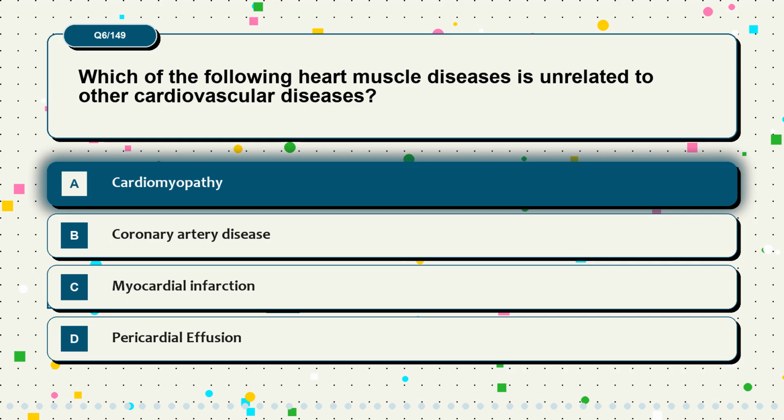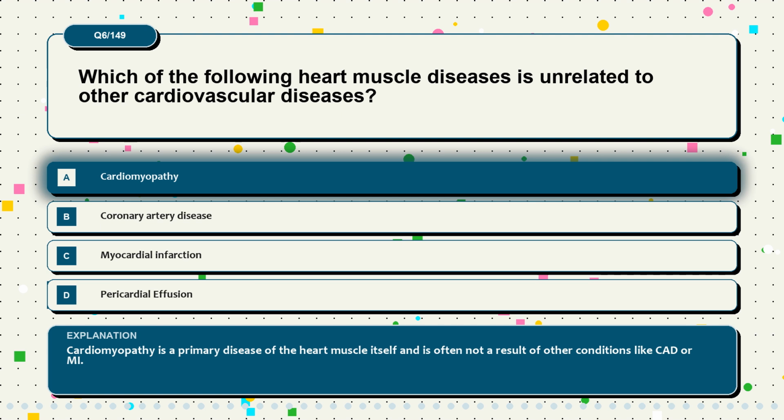The correct answer is option A, cardiomyopathy. Cardiomyopathy is a primary disease of the heart muscle itself and is often not a result of other conditions like CAD or MI.